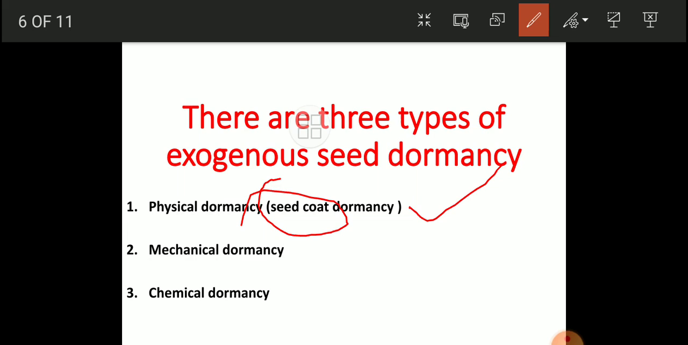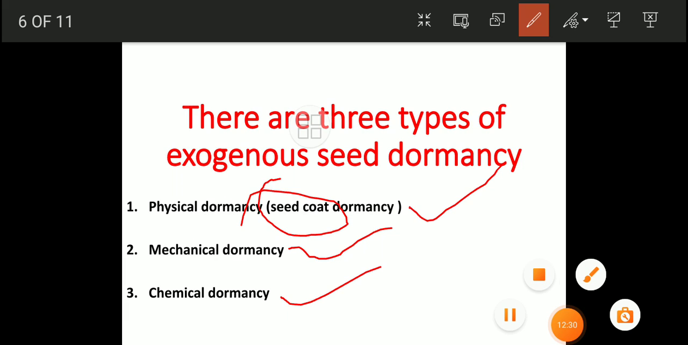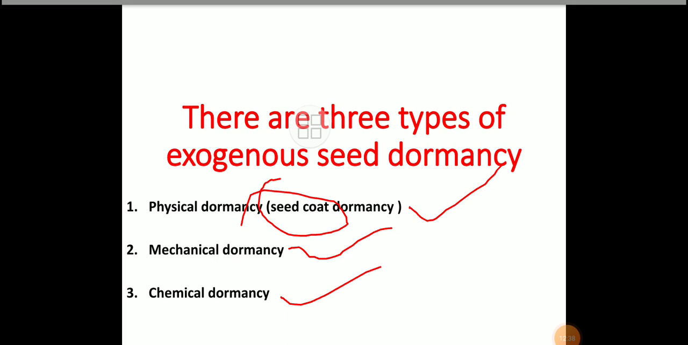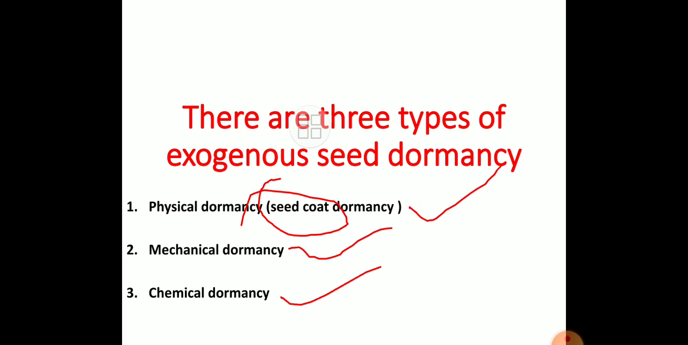Suppose we remove that seed coat and then sow the seeds; what happens? The seed germinates immediately. So physical dormancy is because of the seed coat. Mechanical dormancy: mechanical things are responsible for keeping seeds in a dormant condition. Chemical factors: chemical things which are present in the seed. After this we will get into detail about how mechanical dormancy and chemical dormancy occur in seeds, and because of which type of factors.